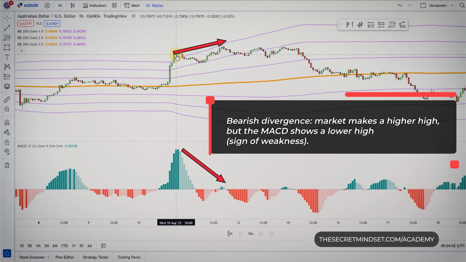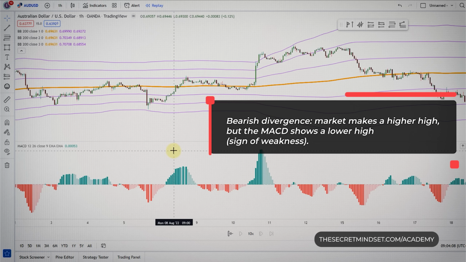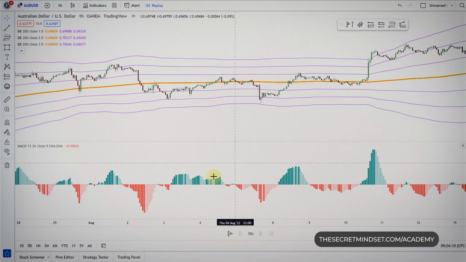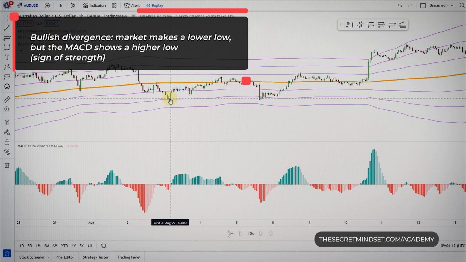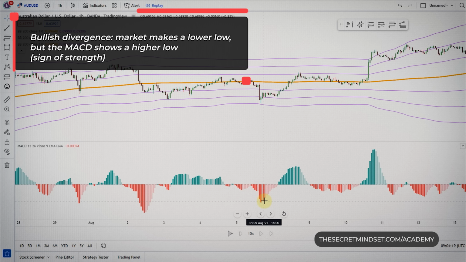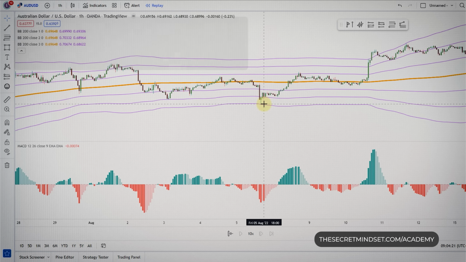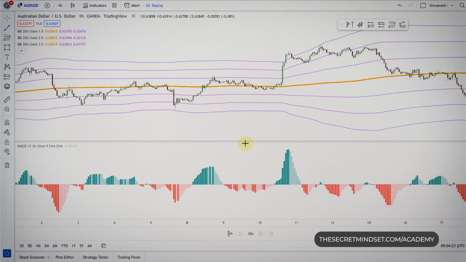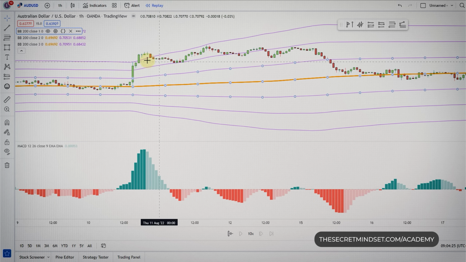A bearish divergence is when the market makes a higher high, but the MACD shows a lower high, which is a sign of weakness. A bullish divergence is when the market makes a lower low, but the MACD shows a higher low, and this is a sign of strength. You want the signal to appear when the price is near the outer limits of the bands.